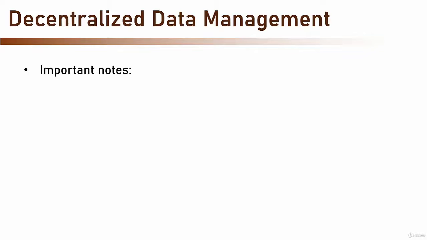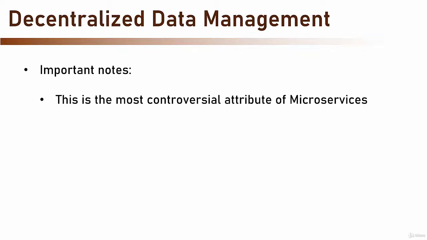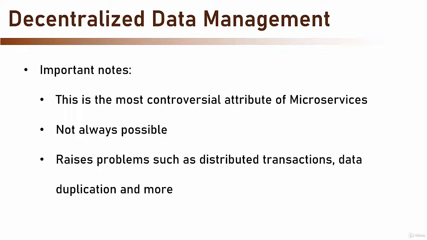Now, there are some important things to note with this attribute. First, this is the most controversial attribute of microservices. In each and every one of the microservices systems I was involved in, there were a lot of questions and challenges related to this attribute. So much so that it is not always possible. Sometimes you will face situations where implementing a separate database for each service is simply not possible or just not making sense. And why is that? Because forcing a separate database might cause problems such as distributed transactions, data duplication, and more.